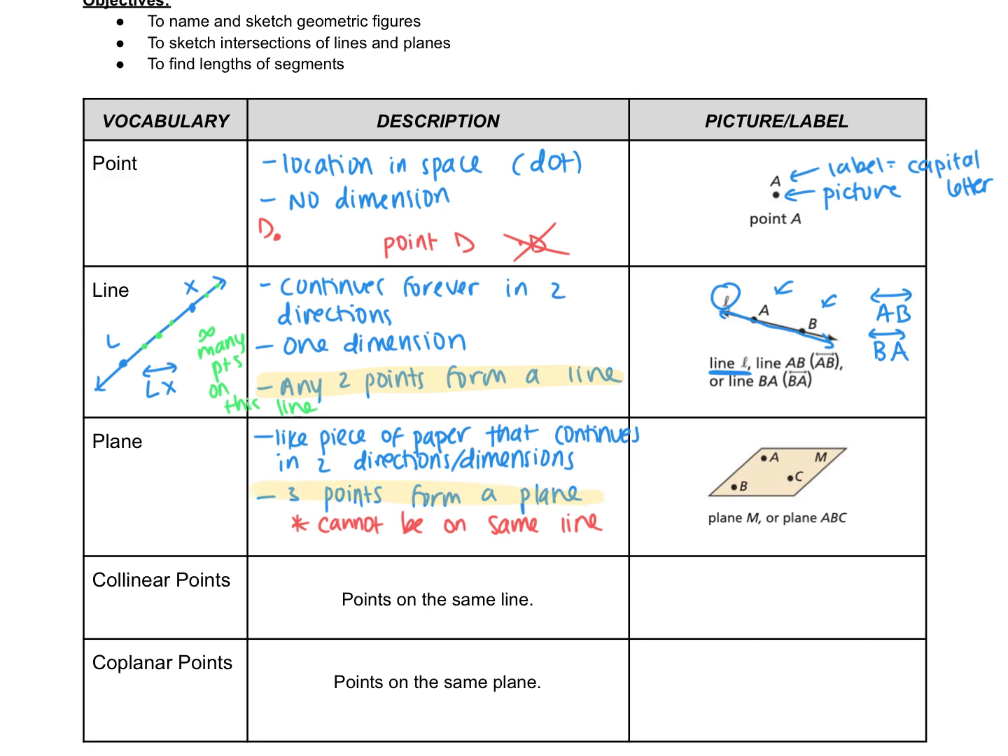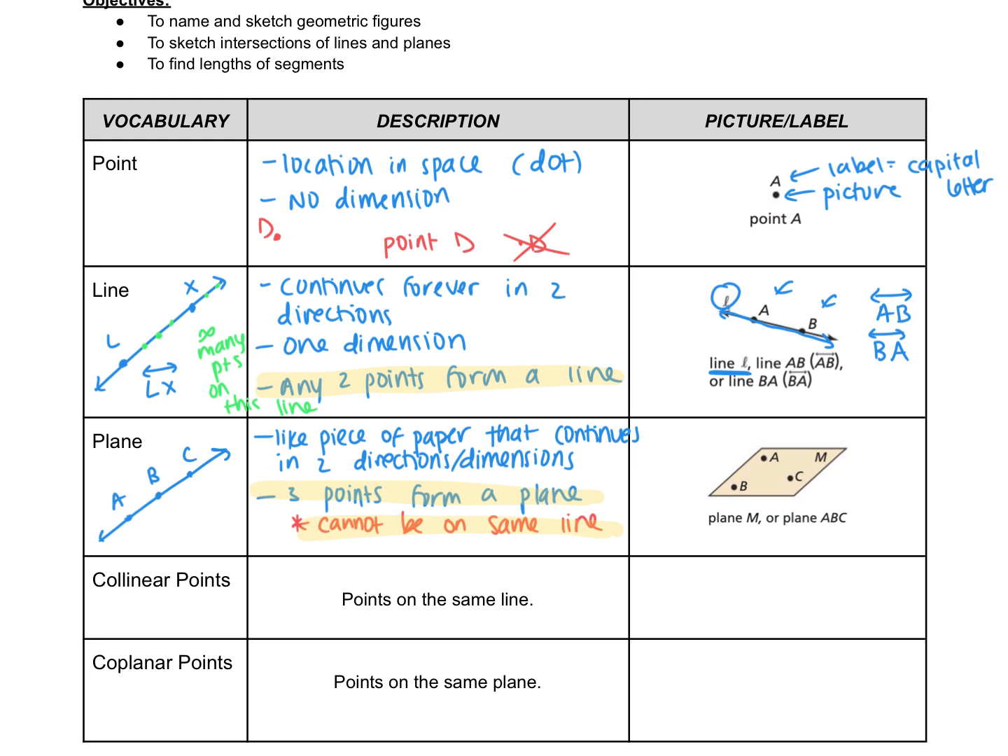So 3 points form a plane as long as they're not on the same line. Here's what I mean by that. Off to the left, if I have this line that has points A, B, and C on it, those points are on the same line. They do not form a singular plane. There are multiple planes that go through those 3 points.